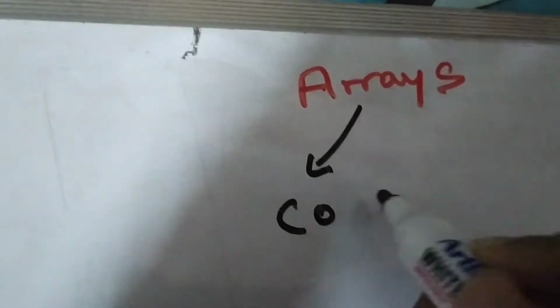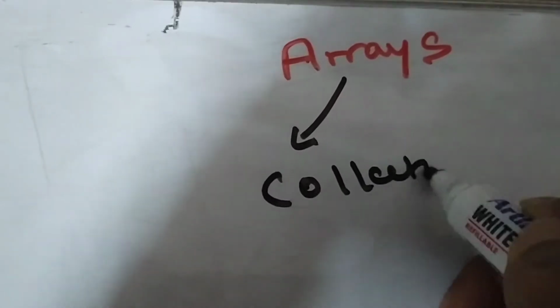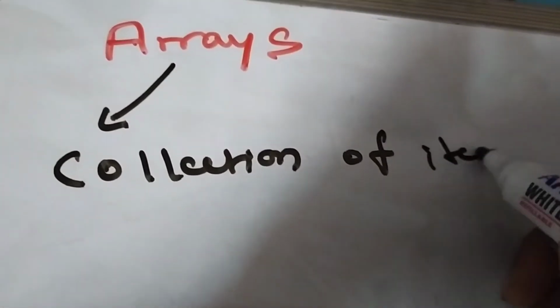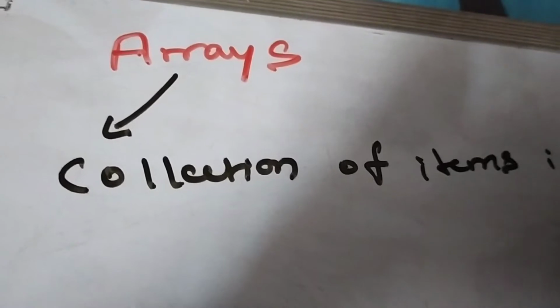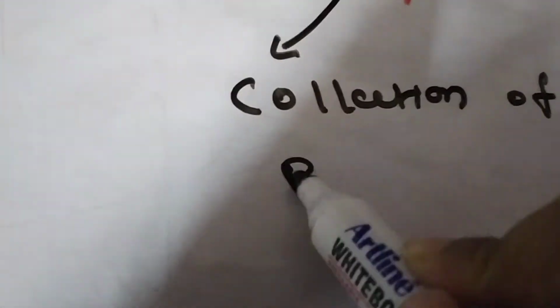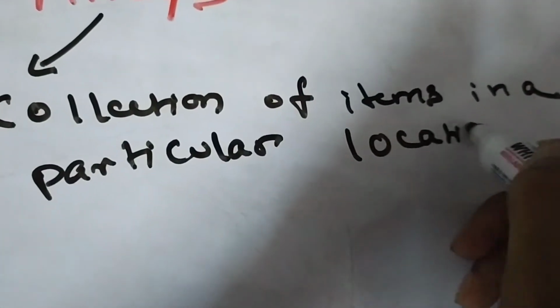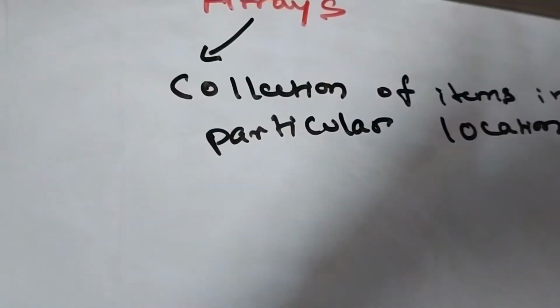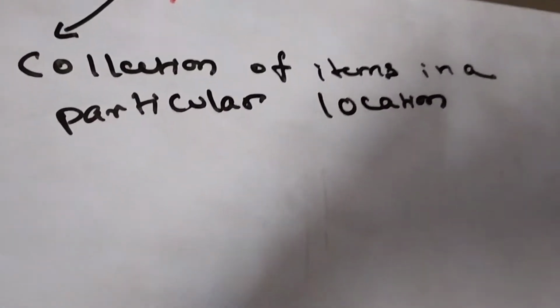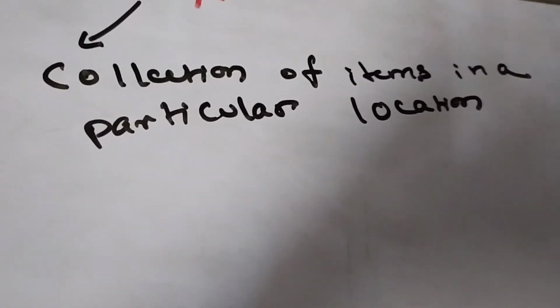I am writing it: collection of items in a particular location. This is the basic definition of an array. That means a group of numbers. Suppose there is a group of numbers.